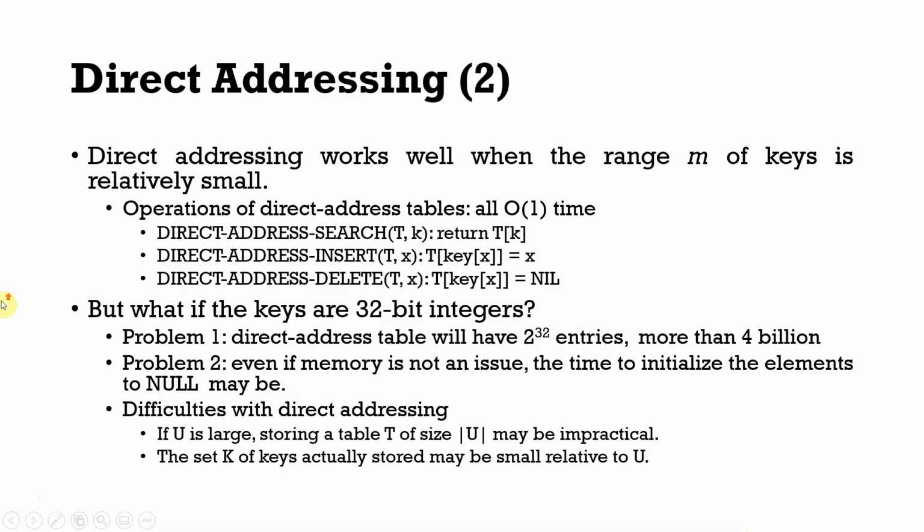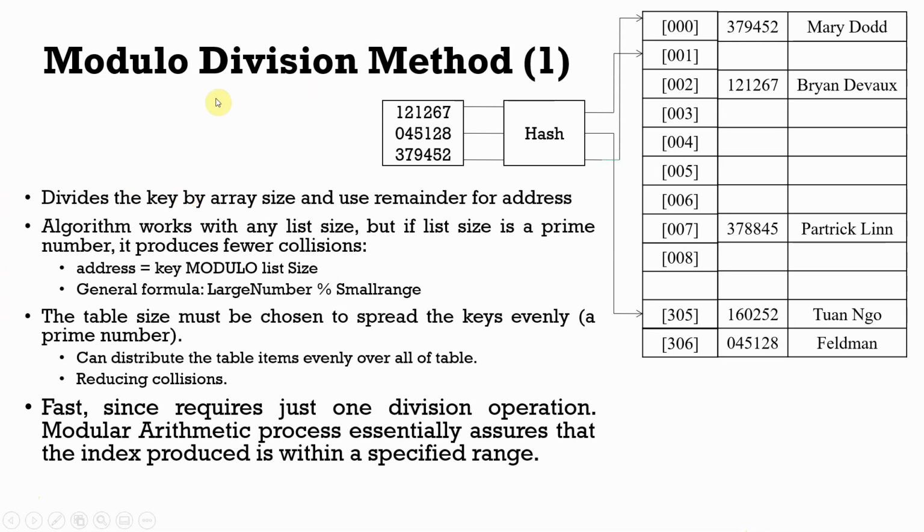A more frequently used, more practical approach for implementing hash functions is using division, or modulo division. You remember the concept of remainder, the modulo operator. This method divides the key by the array size and uses the remainder for addresses. Whatever the array size is, we divide the key by that number, here in this case 307. Whatever the remainder of that operation is, it's going to be the location that we go to for storing, searching, or deleting.